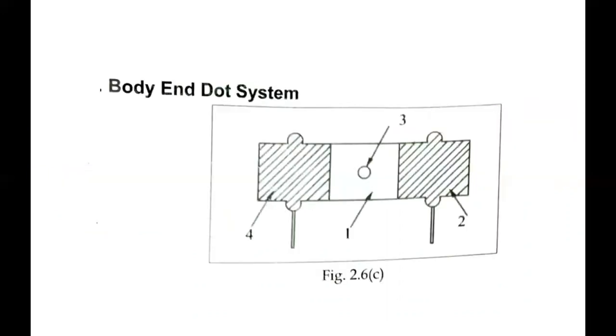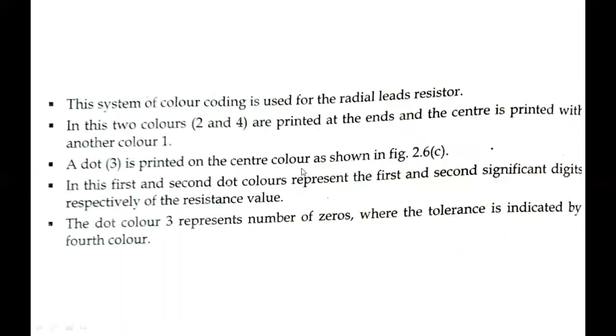Next, body and dot system. This system of color coding is used for radial leads resistors. Two colors are printed at the ends, and the center is printed with another color. Dot 3 is printed on the center color.